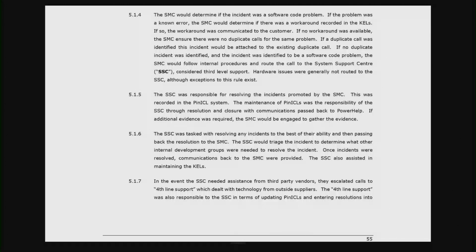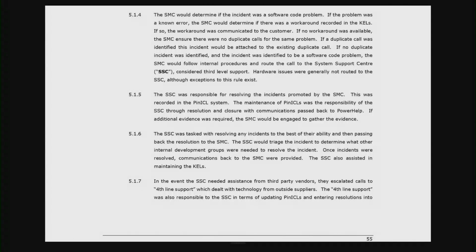If there was a known error log or known workaround in a KEL, if there was no duplicate call, or if this call was attached to a duplicate call that was being escalated, and if the incident was identified to be a software problem, was the call then routed to the System Support Center, the SSC? Yes. The third level of support? Yes.